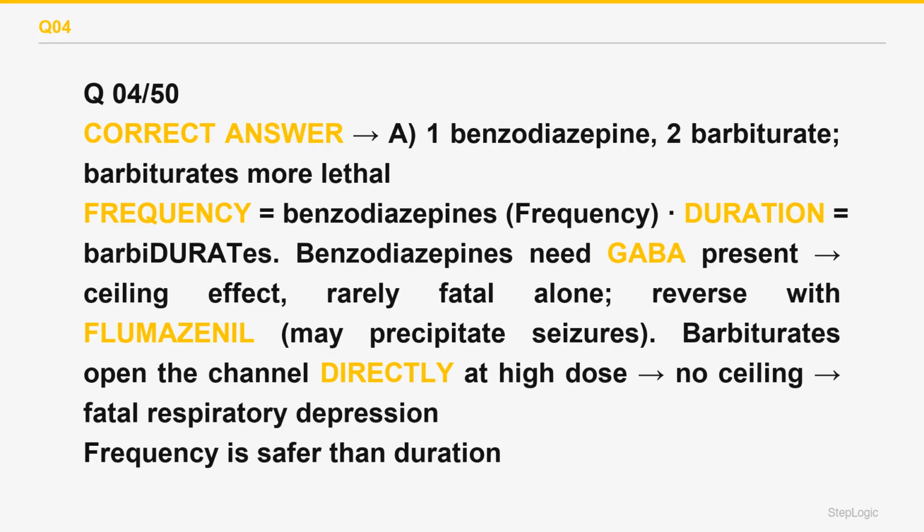Choice E overlooks a reversal agent that carries its own hazard and is therefore examined. Flumazenil is a competitive benzodiazepine antagonist, but giving it to a chronically dependent patient can precipitate refractory seizures by abruptly removing GABAergic tone, so it is used cautiously and rarely. Barbiturates have no antidote at all. Supportive ventilation is the treatment, which compounds their danger. If you see a GABA sedative, ask whether it needs GABA present to act.